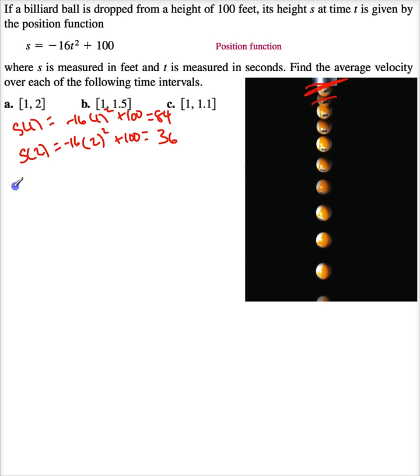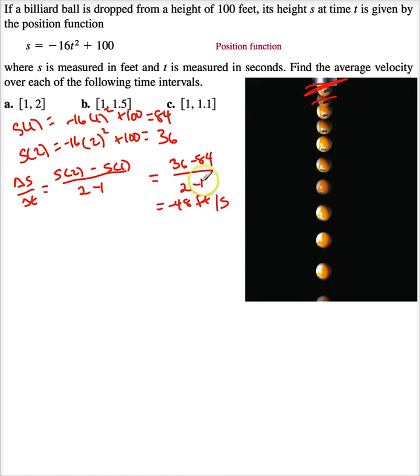So for the first one, delta S divided by delta T is equal to S evaluated at 2 minus S evaluated at 1 divided by 2 minus 1. So this is 36 minus 84 divided by 2 minus 1, or negative 48 feet per second. Now, if we give you units, you do have to use them. What about B from 1 to 1.5?